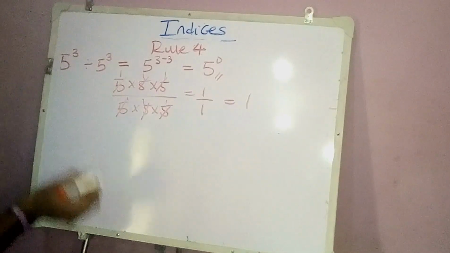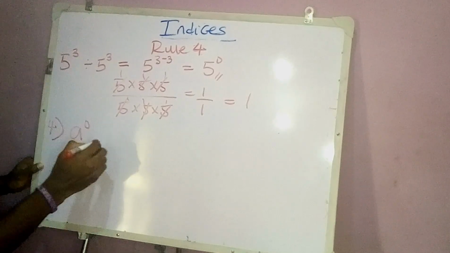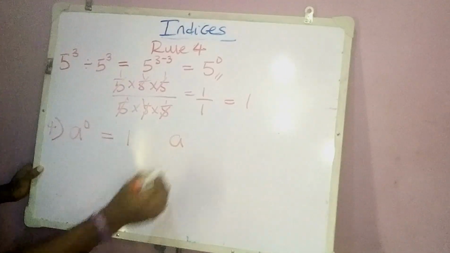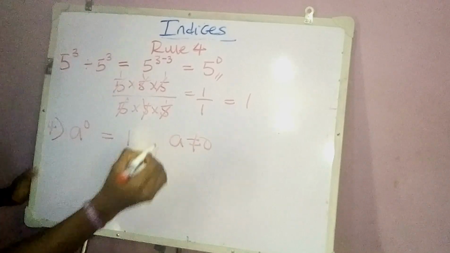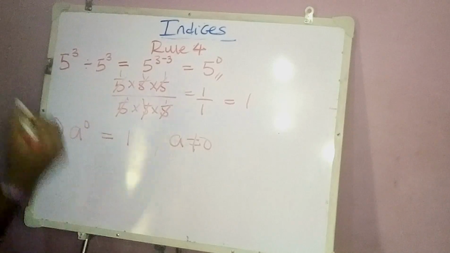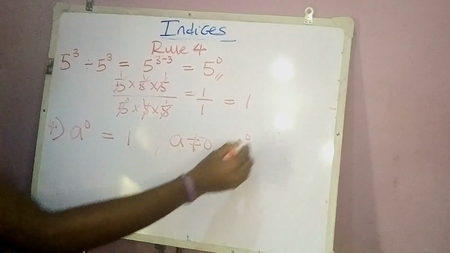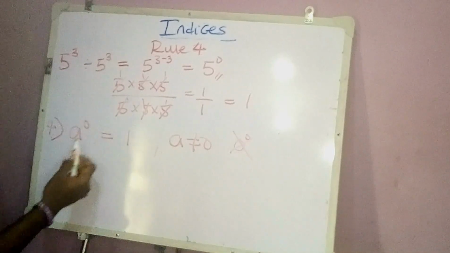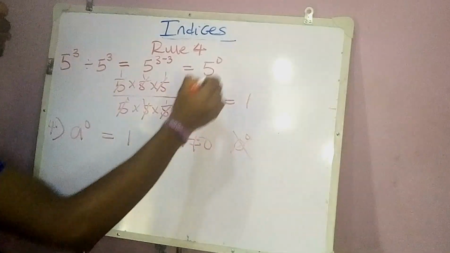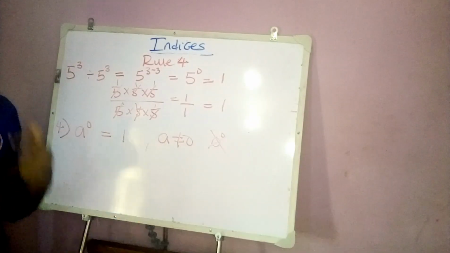So rule number 4 states that a raised to the power of 0 is equal to 1 as long as a is not equal to 0. So a cannot be 0. You cannot have 0 raised to the power of 0. This is wrong. So a raised to the power of 0 is equal to 1. Therefore, the final answer here is not supposed to be 5 raised to the power of 0, but the final answer is supposed to be 1. And this is your power of 0 rule.